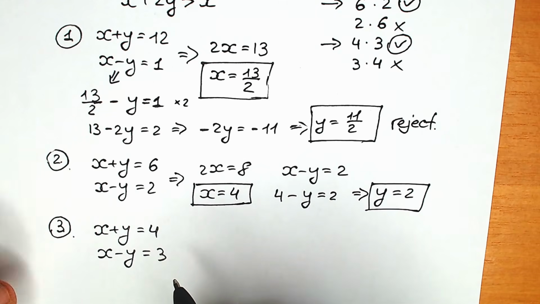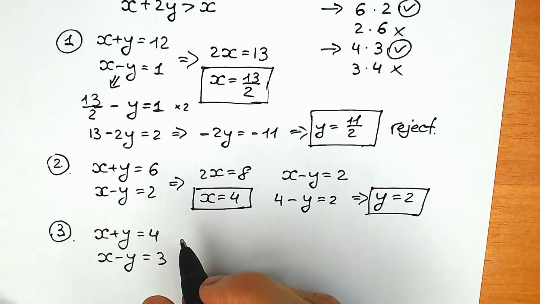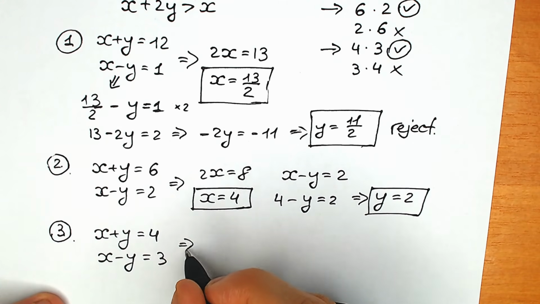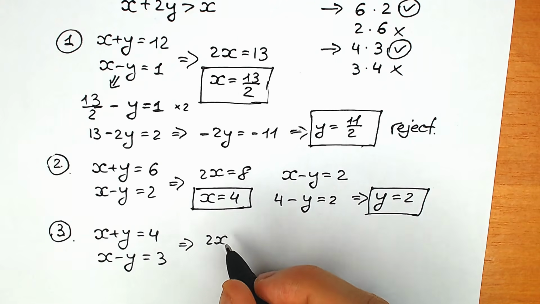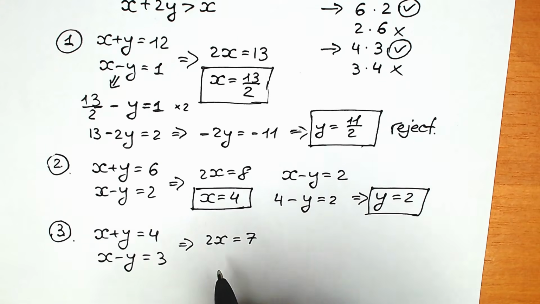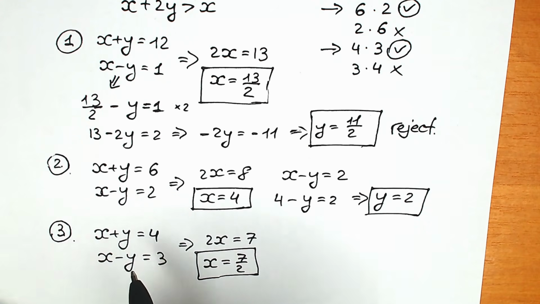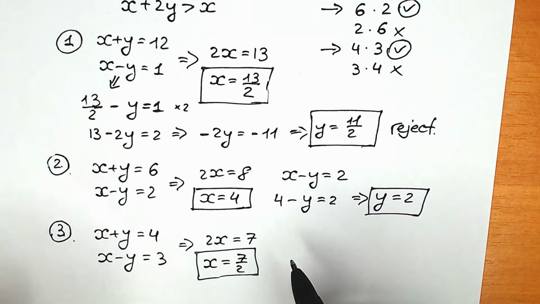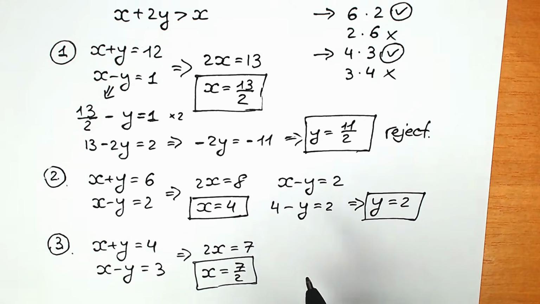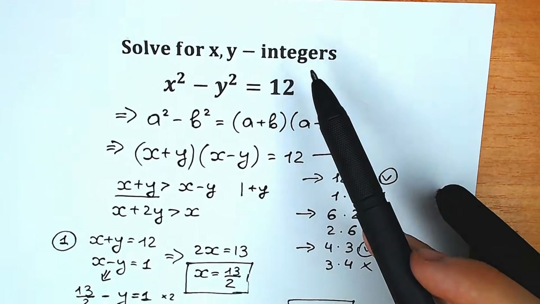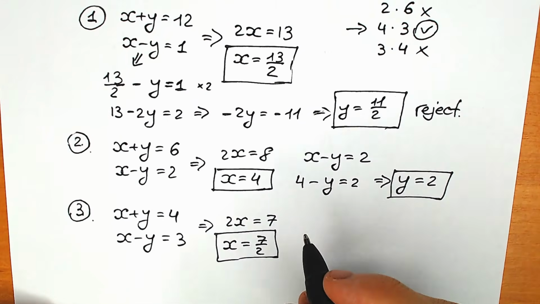Let's add them with the same principle, with the same algorithm. What do we have from here? We're going to have 2x equal to 7. And of course, at this moment, you can easily see that x equal to 7/2. If you don't need it, you can easily leave this third case, because we don't have integers here. But sometimes you need to solve this question completely, without the restriction that we need to find only integers. So that's why we're going to solve it until the end.